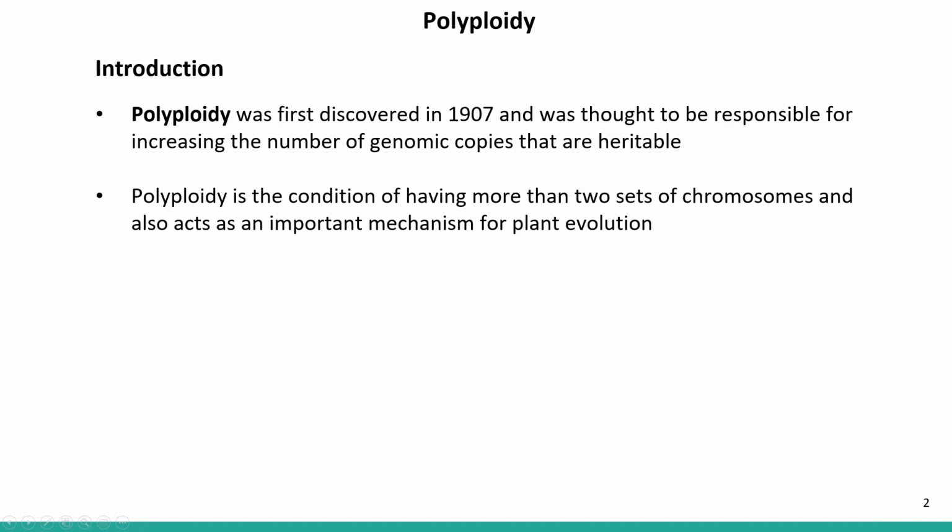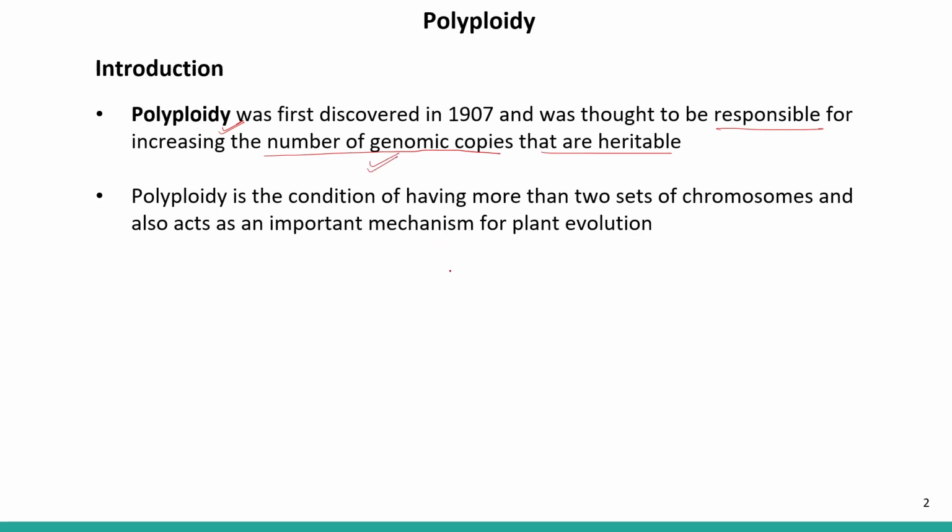Polyploidy was first discovered in 1907 and was thought to be responsible for increasing the number of genomic copies that are heritable. So in this phenomenon, that is polyploidy, what happens? It increases the number of genomic copies.